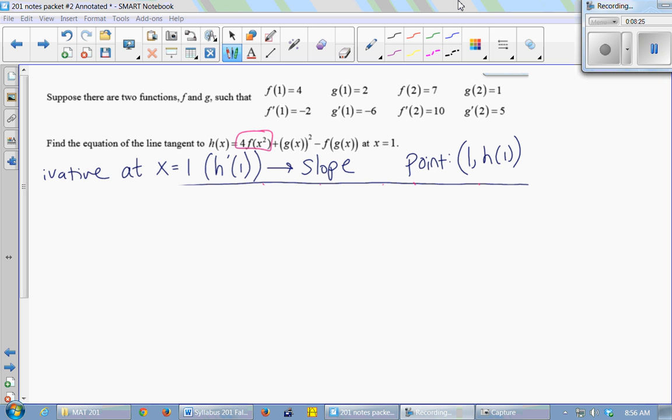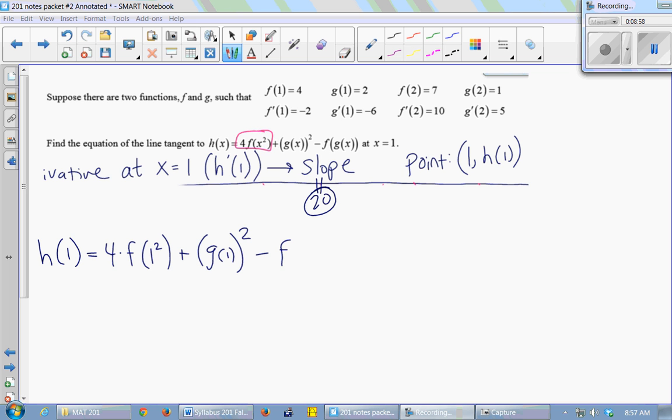Okay, so I've got my slope. Right, my slope is 20. Figured that out. Now I need a point. In order to find the equation of a line, I need a point and the slope. Got the slope. Here's my point, 1 comma h of 1. So h of 1 means plug a 1 into the original function, h. So I have 4 times f of 1 squared plus g of 1 squared minus f of g of 1.